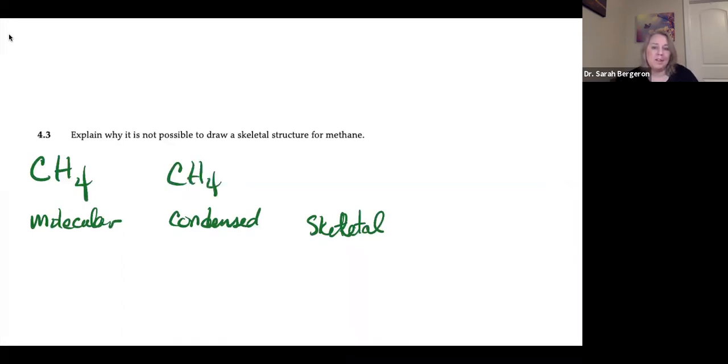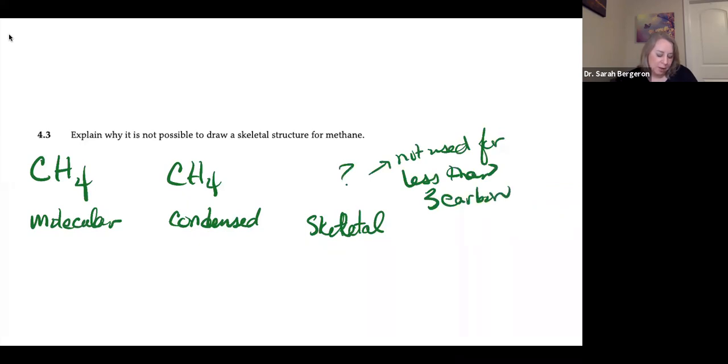So if I want to draw a skeletal, remember my skeletal is where I draw a bond between the 2 carbons. Well, I can't really do that because I don't have more than 1 carbon. So I can't draw a skeleton. We typically don't draw a skeleton for anything that is less than 3 carbons. So it's not used for less than 3 carbon molecules, right? Because if it were 2 carbons, it would be a stick. But at least when you get to 3 carbons, you go 1, 2, 3. And so that's your simplest skeletal formula.